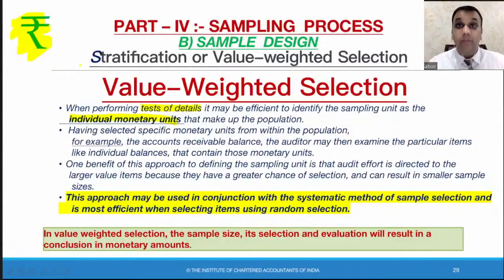B category would have jewelry or precious metals which have moderate value. C category would be items having the lowest value. So we've read that the A category is highest in value, lowest in quantity. B category is moderate in value, moderate in quantity, and the C group is lowest in value but highest in terms of quantity. In the same way, value weighted selection. Now we select specific monetary units from within the population, like the debtors, the accounts receivable balance. We may examine particular items like individual balances of the debtors.